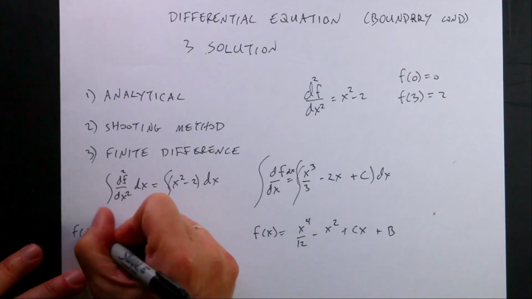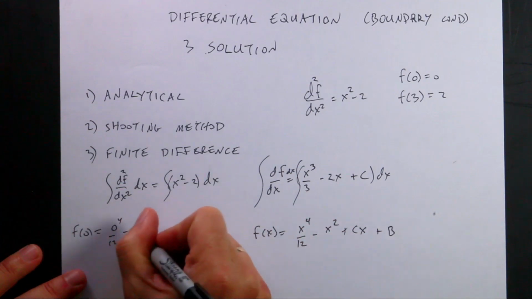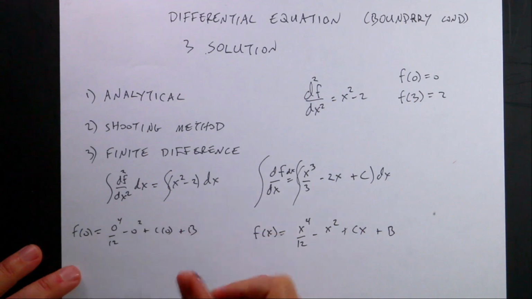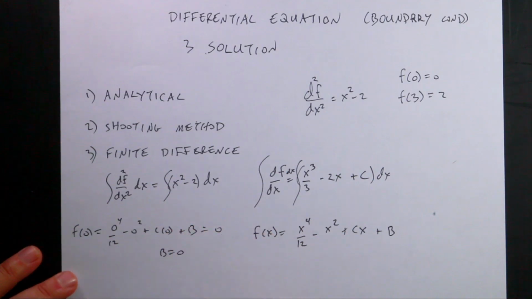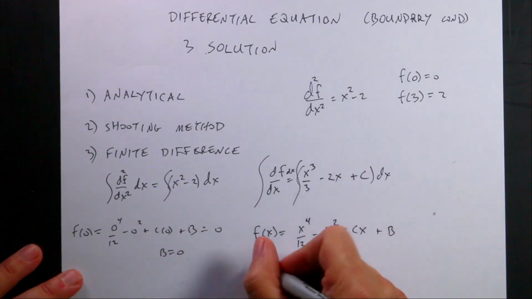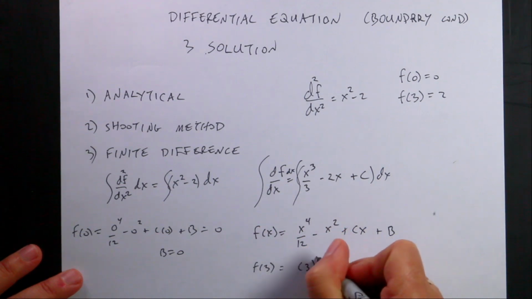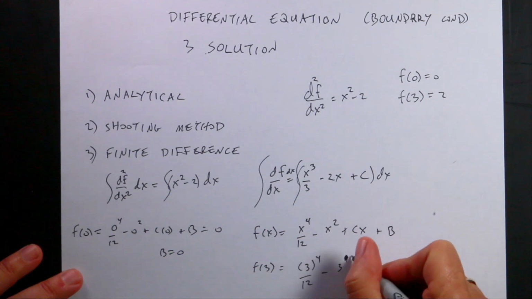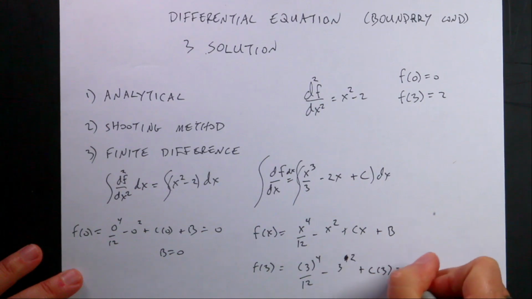f of 0 is going to be equal to 0 to the 4th over 12 minus 0 squared plus c times 0 plus b. And that's equal to 0. So the only way for this to work is if b equals 0. And now I can do the same thing with my other boundary condition. f of 3 equals 3 to the 4th over 12 minus 3 squared. Oh, I was thinking in my head. 3 squared is 9. Plus c times 3 equals 2.